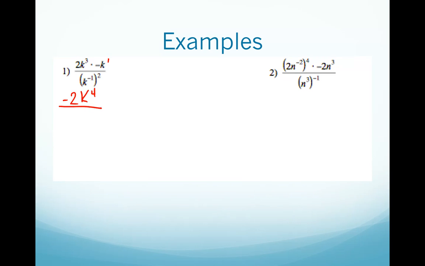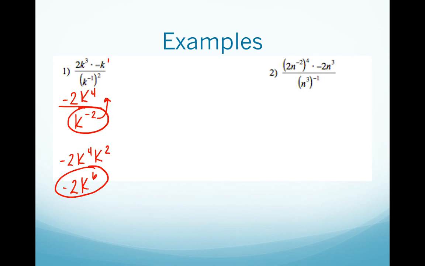In the denominator, I have a power raised to a power, so I can multiply those. And then any negative exponents move location. So this k to the negative 2 is going to move up top. So I've got negative 2k to the 4th, and now this is a positive 2, so k squared. Now I can add those exponents. So negative 2k to the 6th. You can have negative bases. So this negative 2 here is fine. It's just no negative exponents.